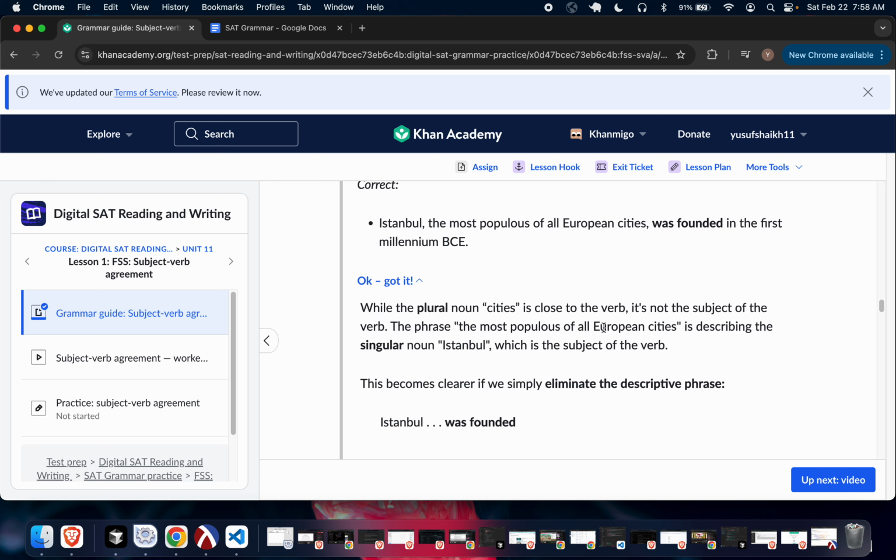You can see from this explanation that while the plural noun "cities" is close to the verb, it's not the subject of the verb. The phrase "the most populous of all European cities" is describing the singular noun Istanbul, which is the subject of the verb. So this explanation is just saying that this is the subject, this is some stuff describing the subject, and this is the actual verb.